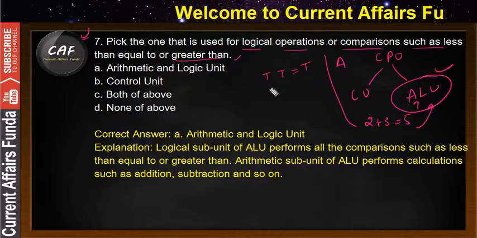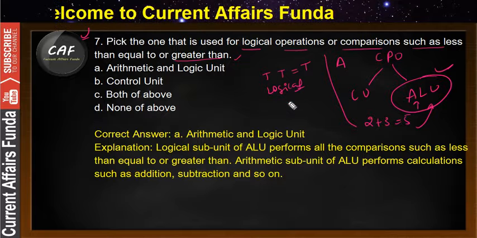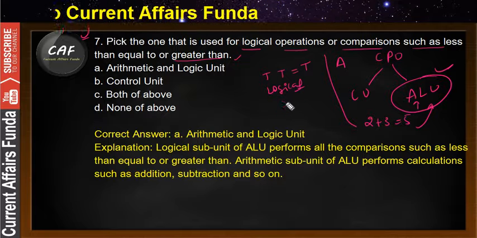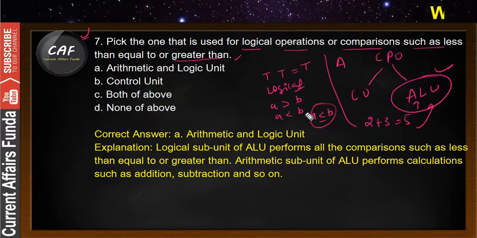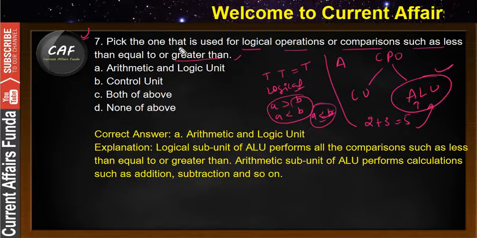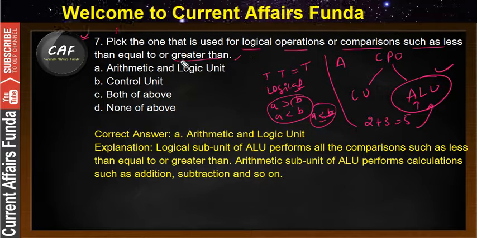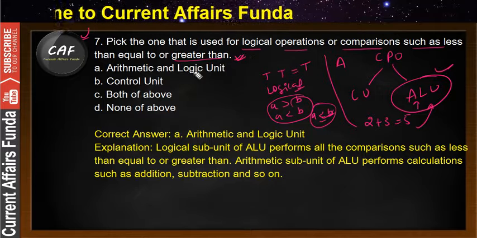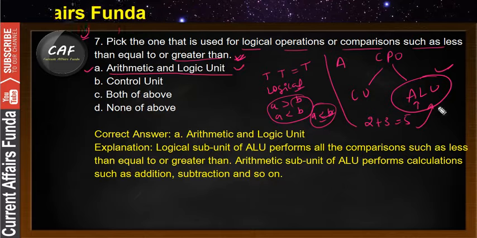This depends upon the logical data. Okay, so guys, if you are applying an operation like A is greater than B, or A is less than B, or A is less than or equal to B, these are basically logical operations also performed by the ALU. So this is our question: pick the one that is used for logical operations or comparisons such as less than, equal to, or greater than. Okay, so your answer will be A, arithmetic logic unit.